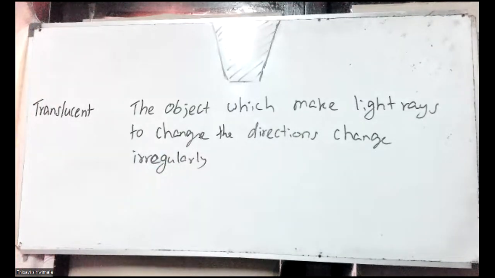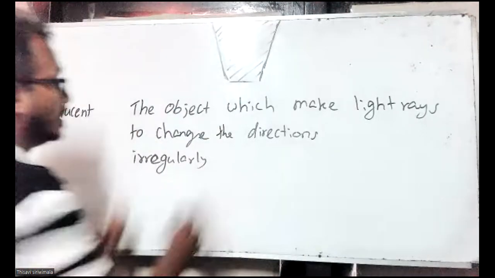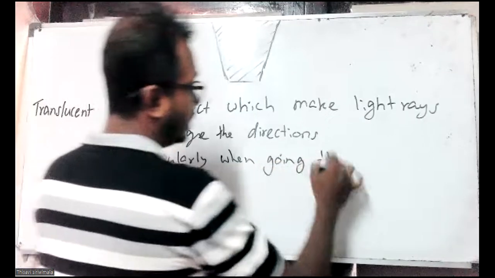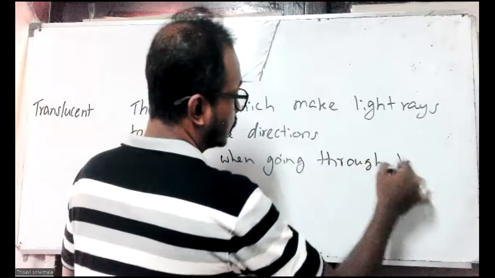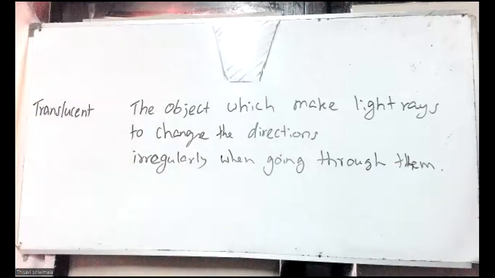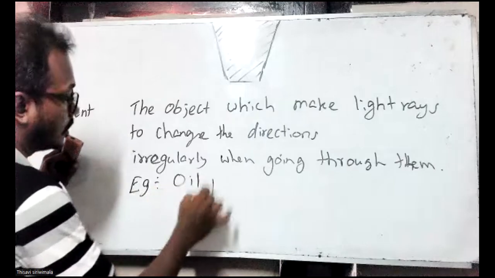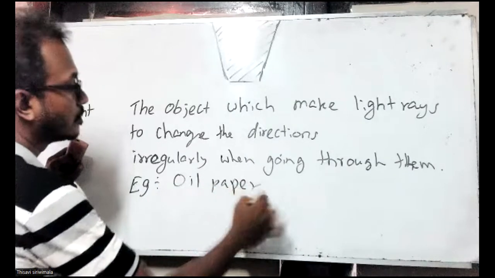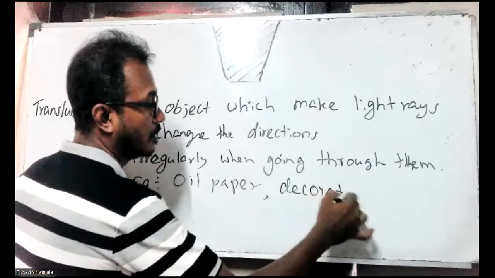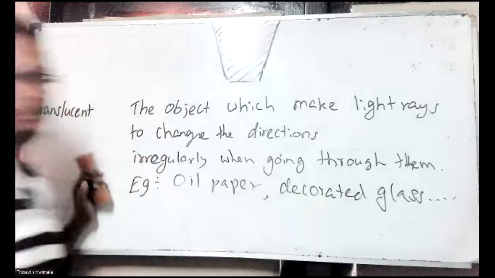The objects which make light rays change directions irregularly when going through them are the translucent objects. Example, oil paper, then decorated glass. These are the examples.